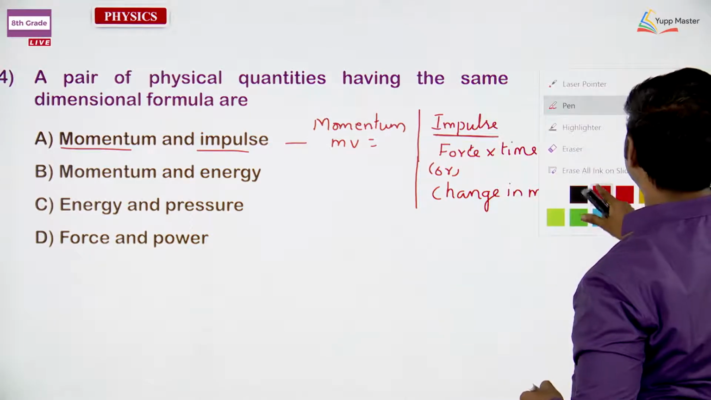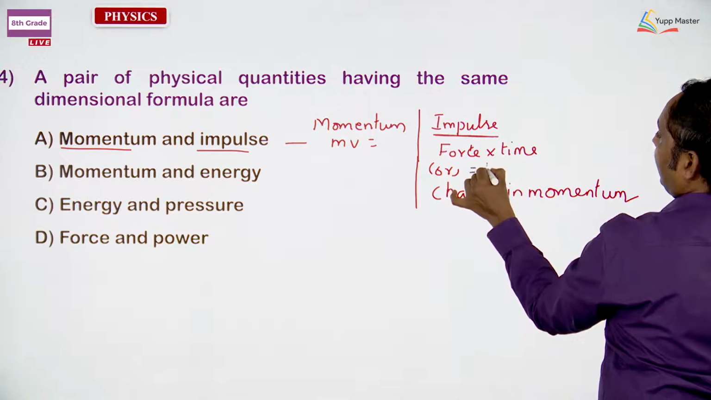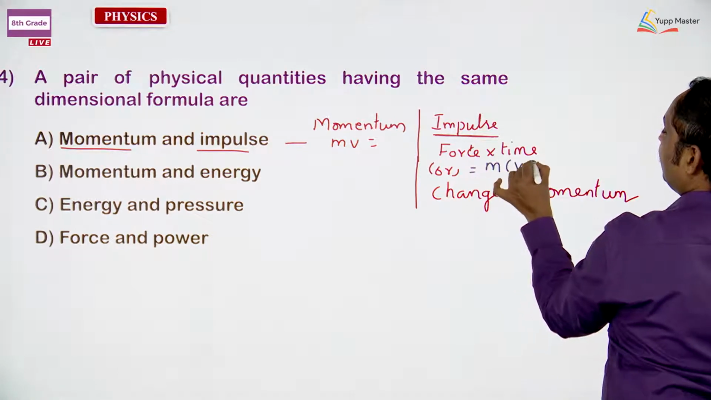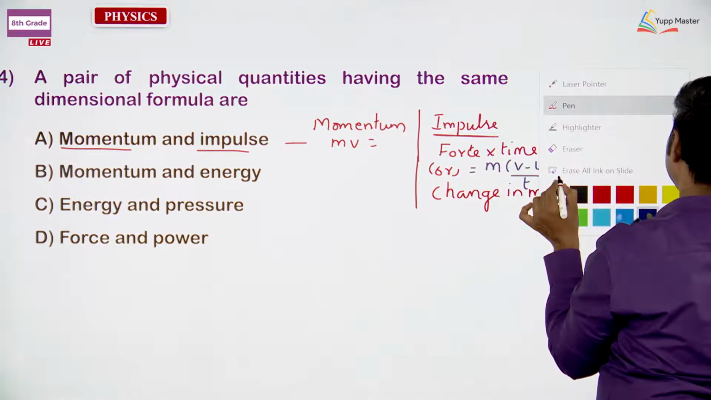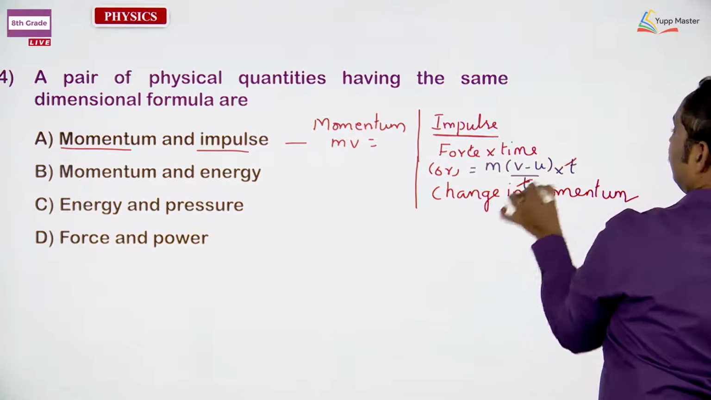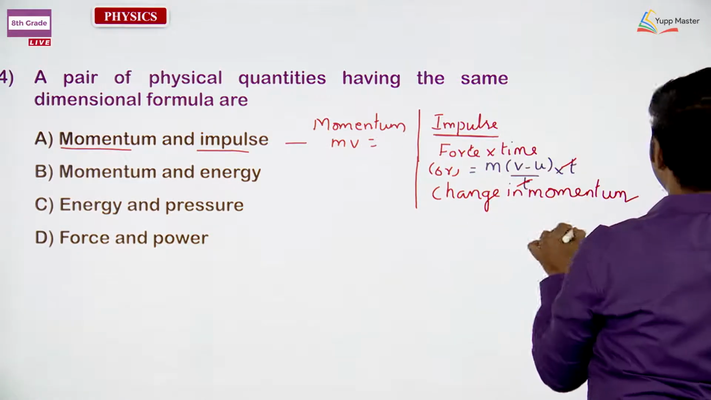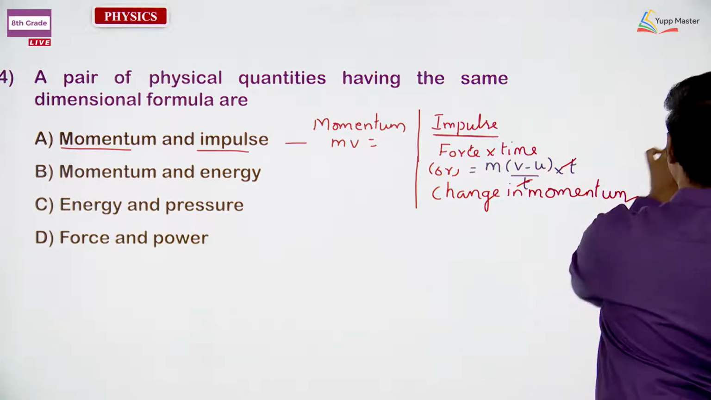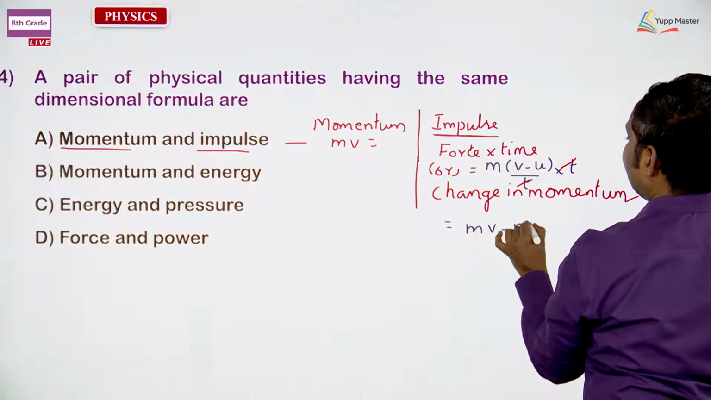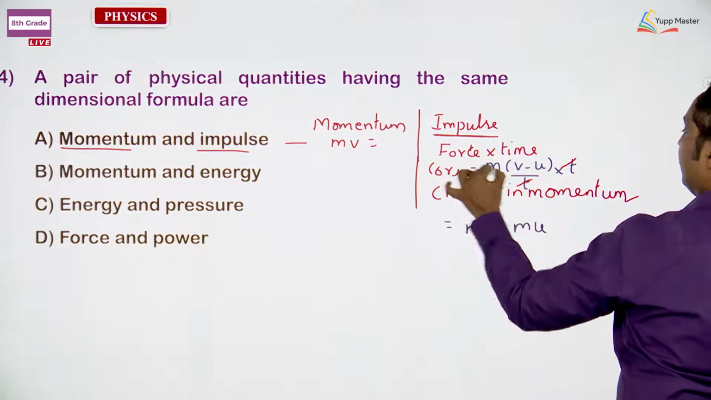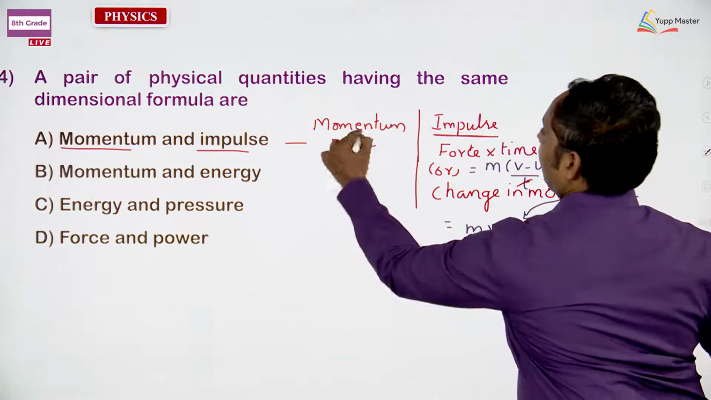So, if you are going to take the expression m into (v minus u) by t into t, you can cancel the term very easily. You will get the change in momentum, that is equal to mv minus mu. Very simple, you have obtained it from this. I think these all have the same dimensions.